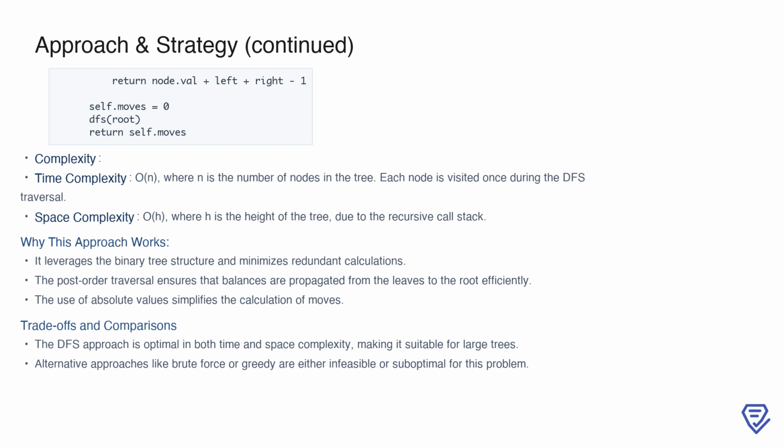The methodology works because it fully leverages the structure of the binary tree. By using post-order traversal, balances are propagated from the leaves to the root in a systematic way. This ensures that no excess or deficit is overlooked, and every move is accounted for. The use of absolute values simplifies the calculation of moves, making the implementation both efficient and easy to understand.